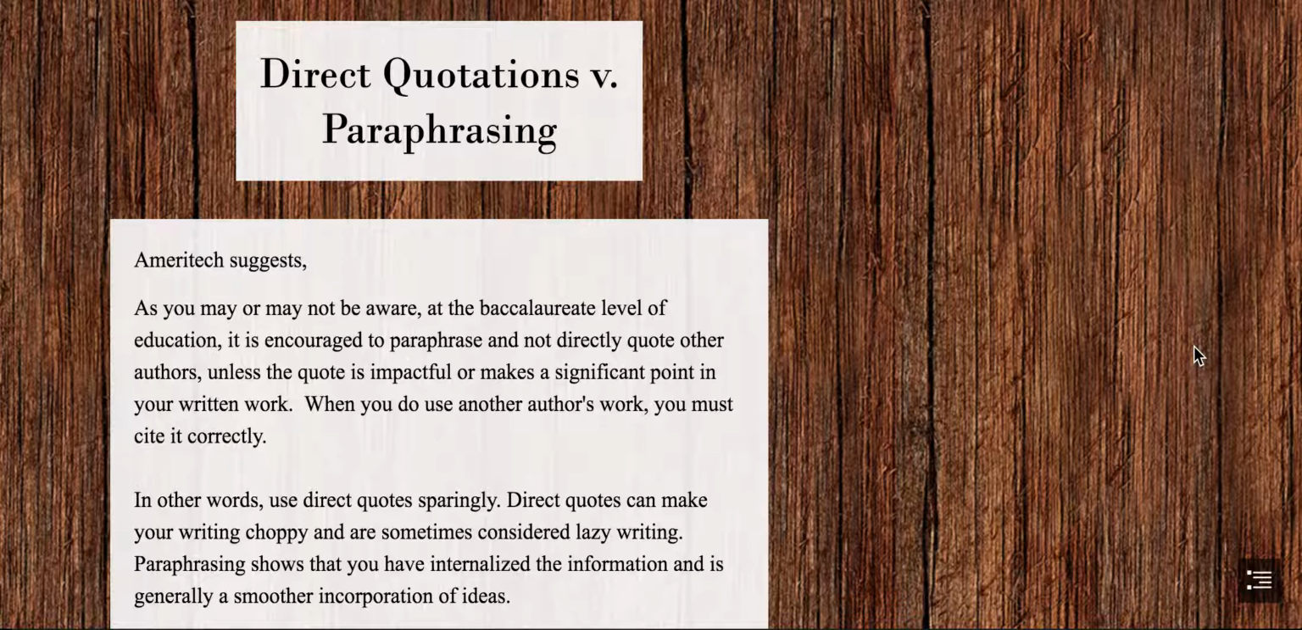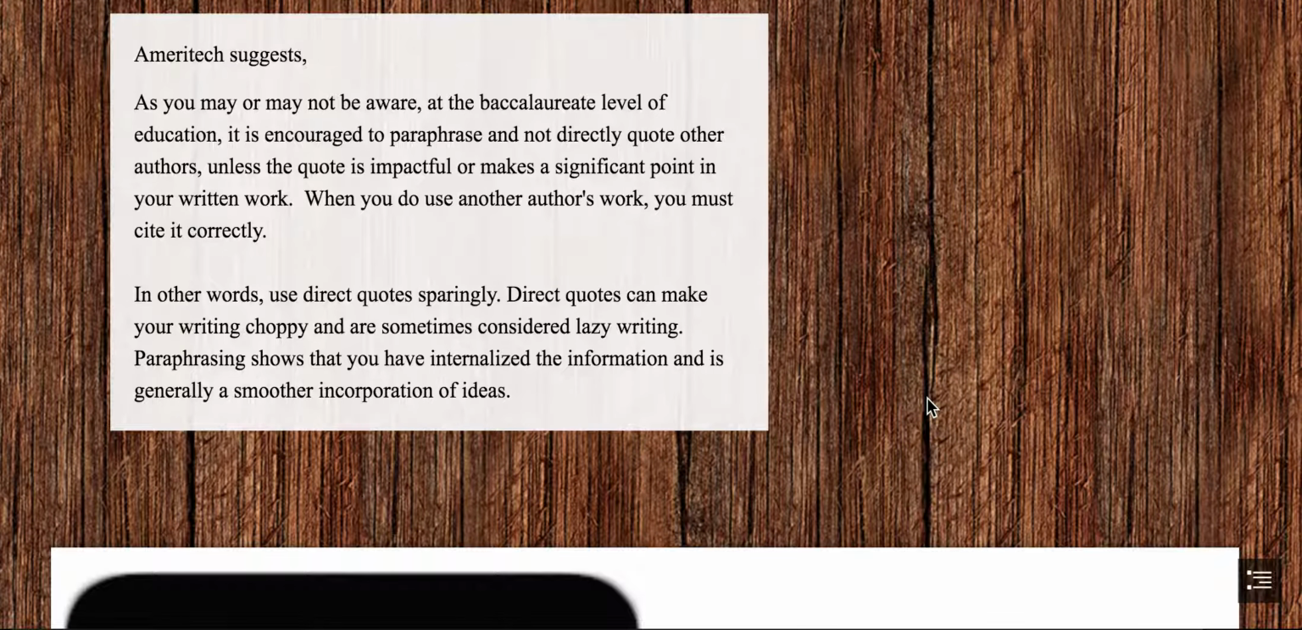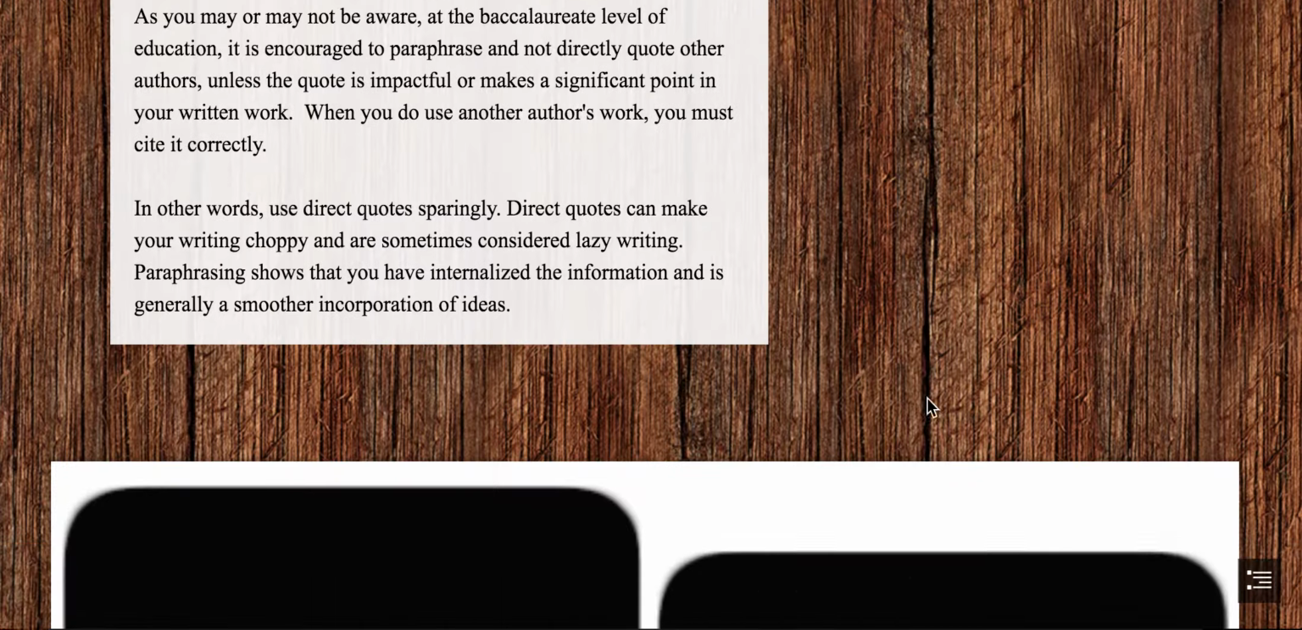And paraphrasing shows that you have internalized the information and you've made it your own, and it makes a smoother incorporation of ideas. Paraphrasing shows that you've kind of melded these ideas together to form a more solid idea. So we recommend paraphrasing over direct quotes, and so try to just use direct quotes as sparingly as possible.